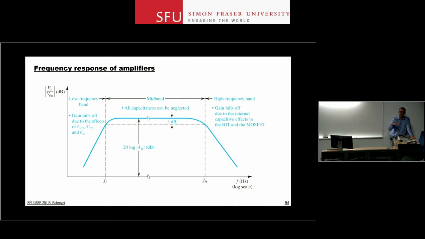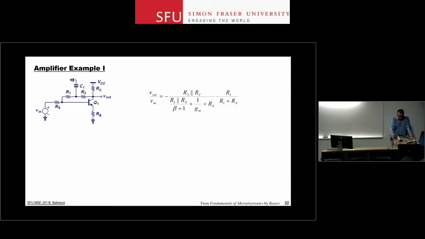Then you have a region that is flat gain. This is where we have focused so far. But at very high frequencies, you're going to have problems again, right? So again, your transistor is not going to be fast enough for amplification at very high frequencies. So that we haven't talked about.